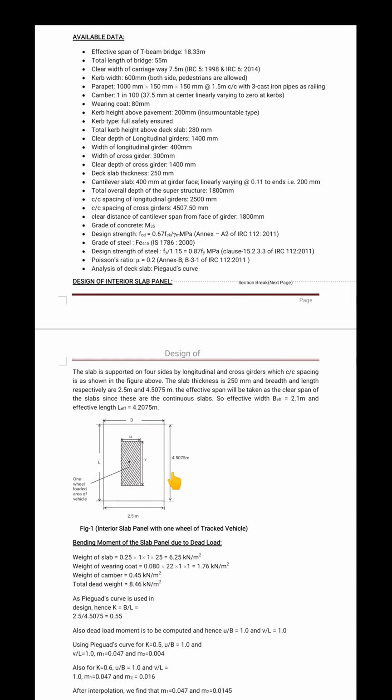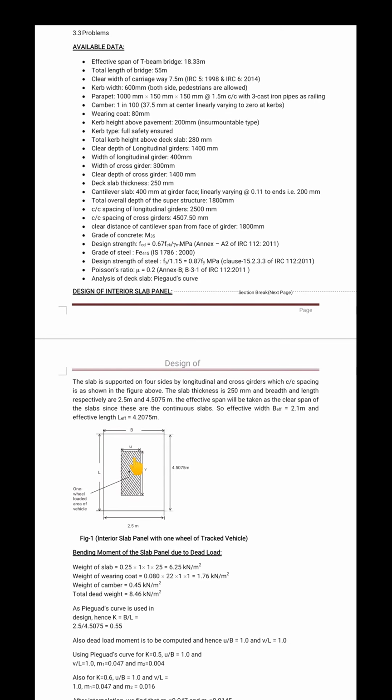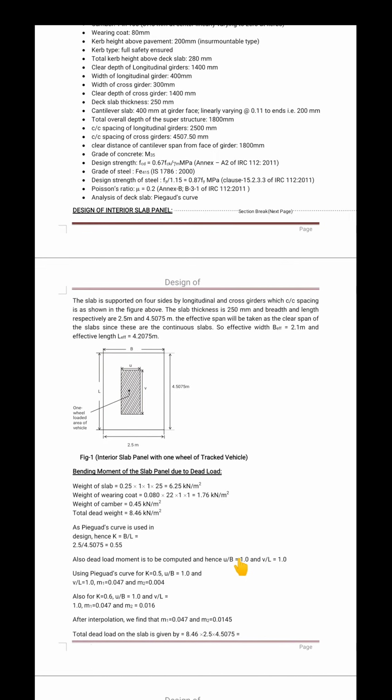Okay, so U and V, this shaded portion is the area of contact of one wheel of the tracked vehicle. U is the width of the area of contact of the vehicle, V is the length of the area of contact of the vehicle. Now we need to find the bending moment due to the dead load and the bending moment due to the live load using Pigeaud's curve.